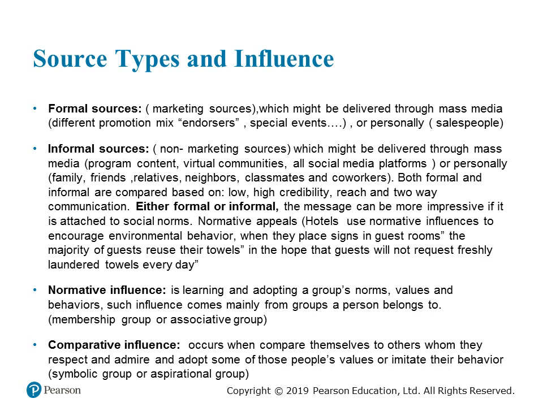Both formal and informal sources are compared based on low or high credibility, low or high reach, and two-way or one-way communication. Either formal or informal, the message can be more impressive if it is attached to social norms. Social norms can be explained in terms of normative appeals. The example between brackets in your text: when hotels use normative influences to encourage environmental behavior, they place signs in guests' rooms saying the majority of guests reuse their towels, in the hope that guests will not request freshly laundered towels every day.